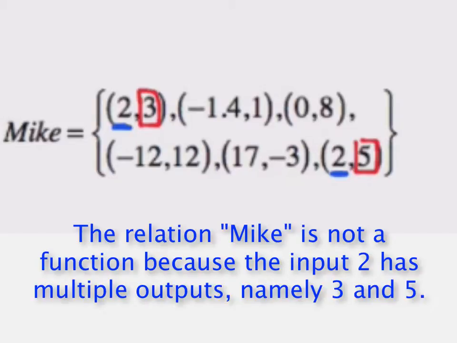So immediately we say, this relation has a single input with multiple outputs. Mike does not represent a function. And again, we're going to want to be very explicit as to why, because the input 2 has multiple outputs, namely 3 and 5.